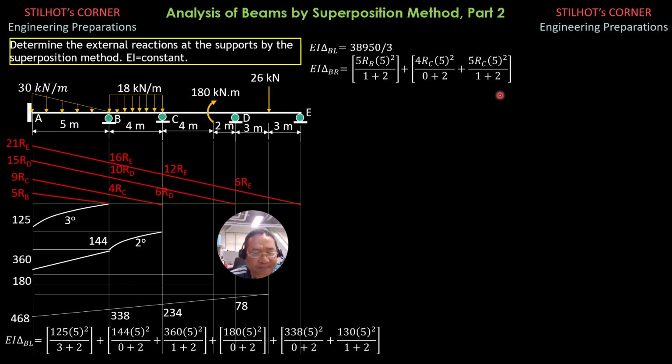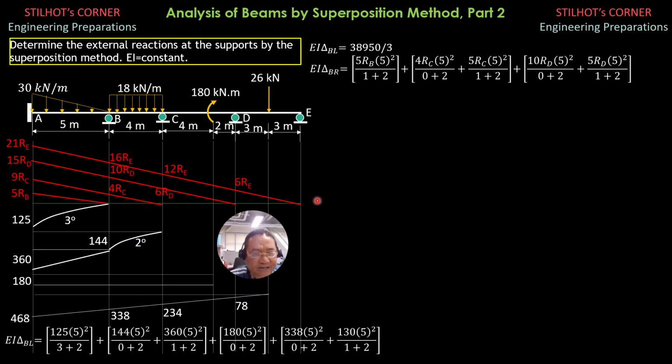For D, we only consider this moment diagram. For RD, we have a couple of 10 RD, and due to concentrated load of 15 RD minus 10 RD, so 5 RD. So for the couple, quantity 10 RD, length 5 square over 0 degree plus 2. And for the, due to the concentrated load, moment at the wall is 5 RD, length 5 square divided by first degree plus 2. So that's for RD.